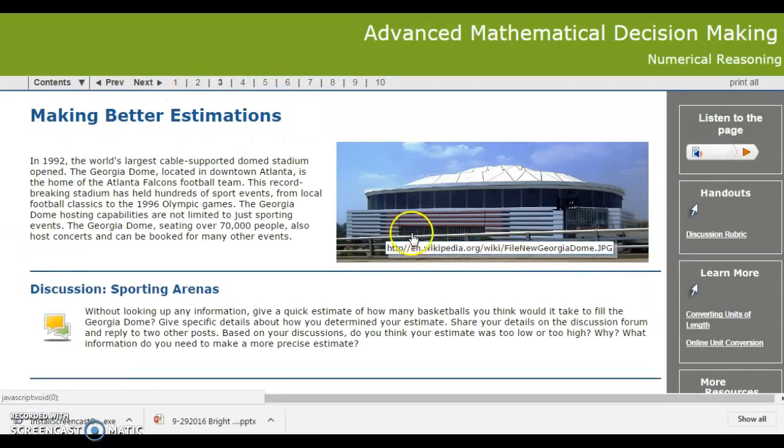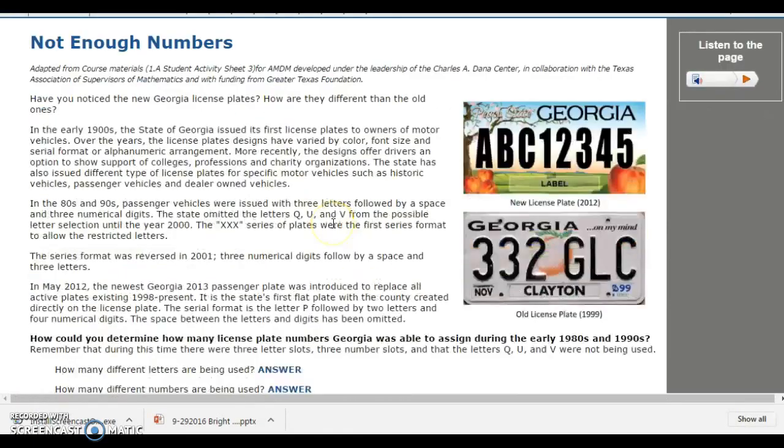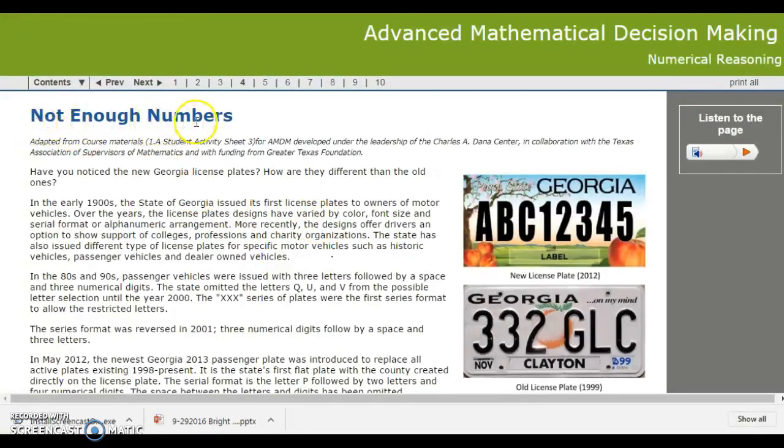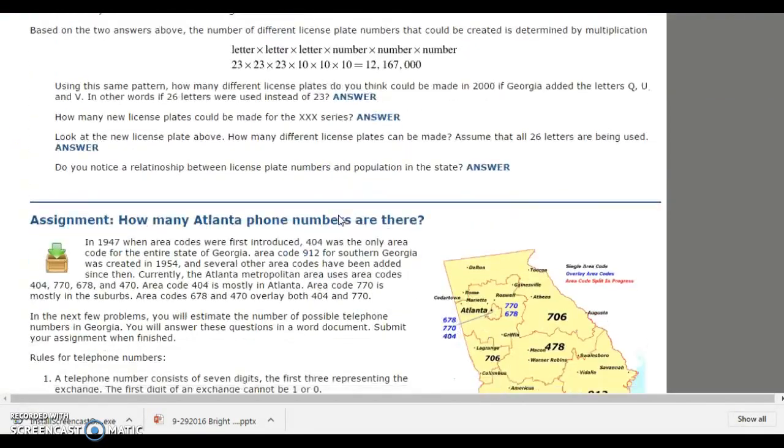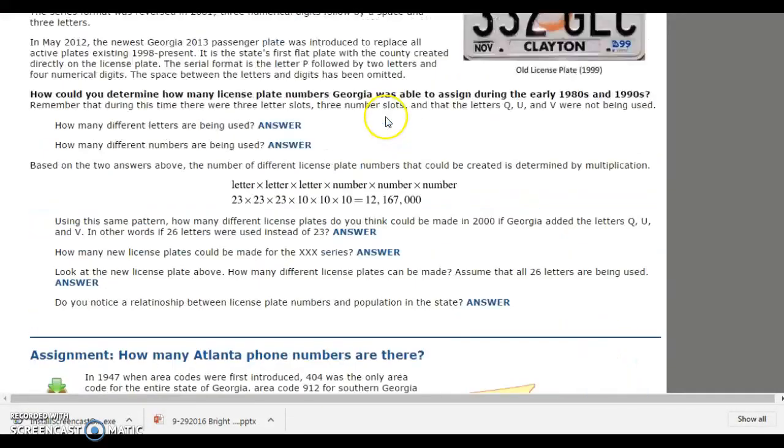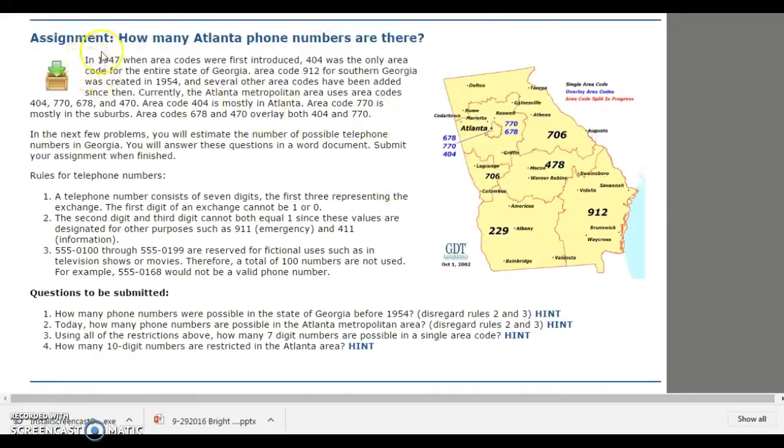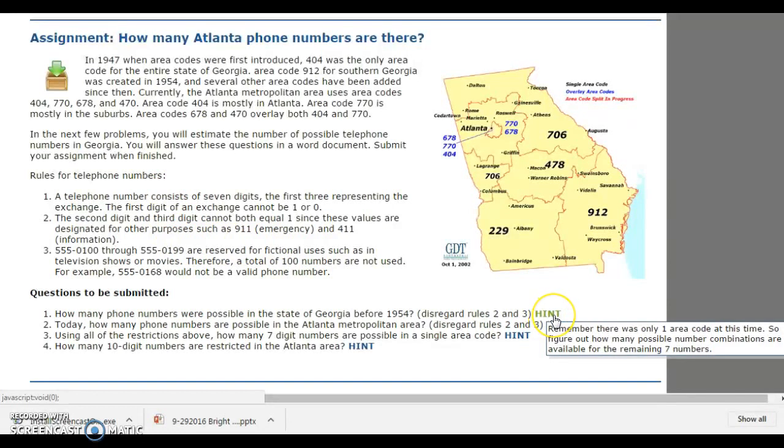So go to the content and make sure you have read all of these numbers. Go to content, not enough numbers. Make sure you have read all of these questions. And the assignment, how many phone numbers are there, is posted here with the explanation of the situation, the questions, and most importantly, I want to show you the hint. The hint tells you how to do the question correctly. And if you did not look at the hint, then you might not do the question correct.